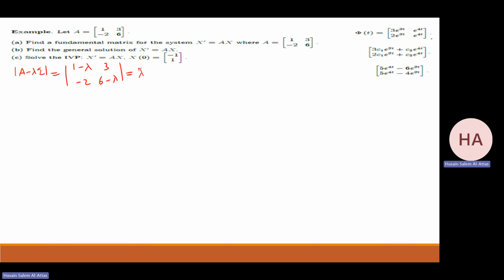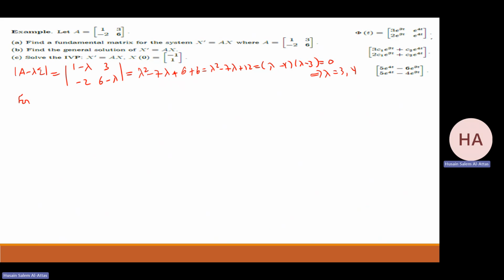Lambda squared minus 6 minus 7 lambda, plus 6 minus 6, plus 6 plus 6 plus 6 plus 12. If you want to do it in steps, plus 6, plus 6. So that will be lambda squared minus 7 lambda plus 12, which is (lambda minus 4)(lambda minus 3). So lambda equals 3 and 4.